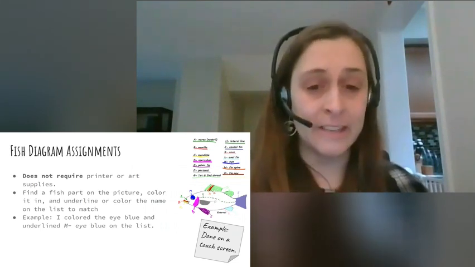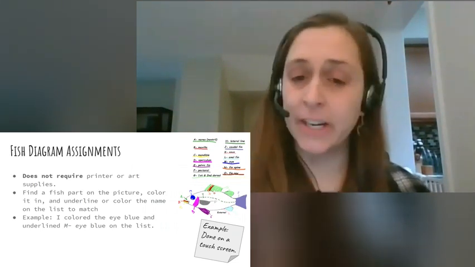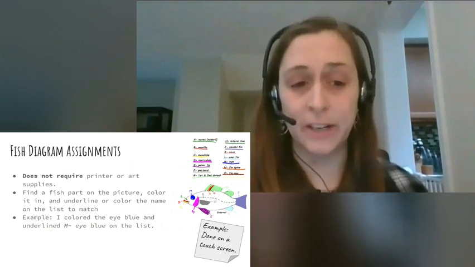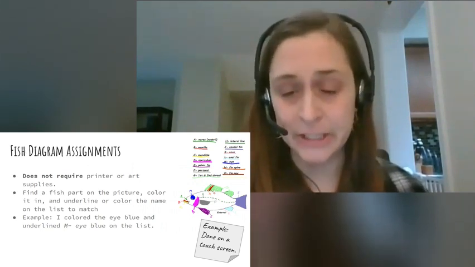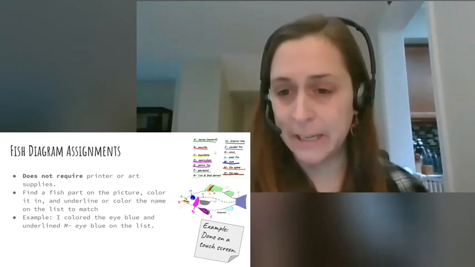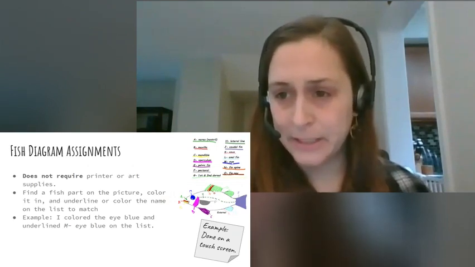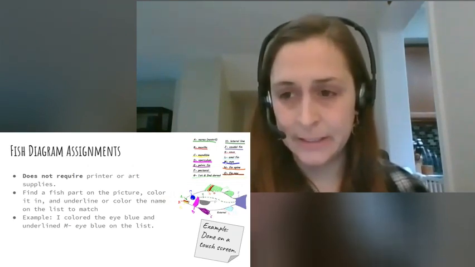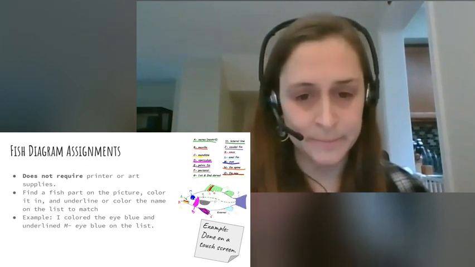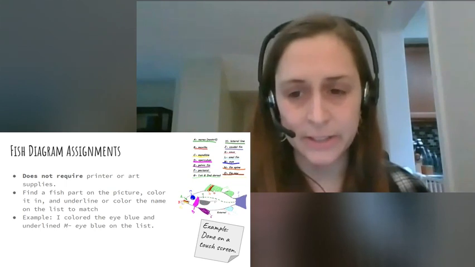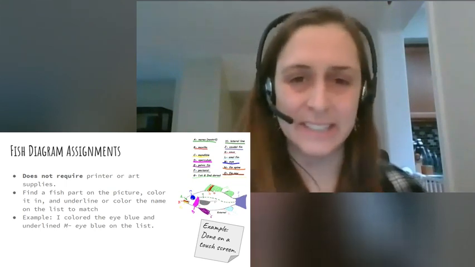Our goal is to find a fish part on the picture, color it in, then underline or color the name on the list to match. So here's an example. M on the list was I. So I underlined that in blue and I colored the I blue. Okay, I also colored the letters. You don't have to do that if that's not easy for you.